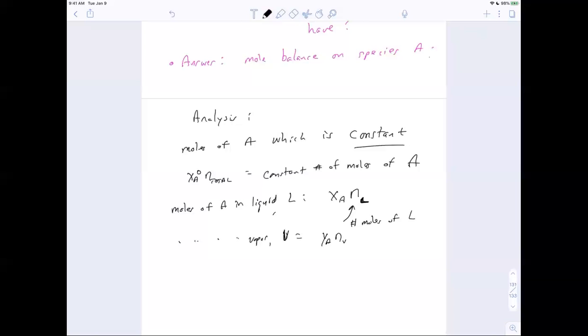So once we had this split of that originally all-liquid system into a liquid and a vapor phase, the moles of A in the liquid and the moles of A in the vapor, when you add them up, are going to have to equal the original moles of A that we had. The original moles that we had are this guy. This is the moles in the liquid, and this is the moles in the vapor. So we have this relationship: X_A naught times N total is equal to X_A in the liquid times the moles of liquid plus Y_A times the moles of vapor.